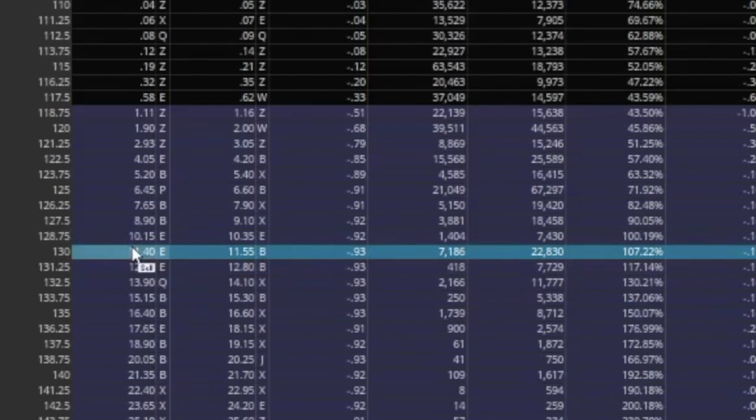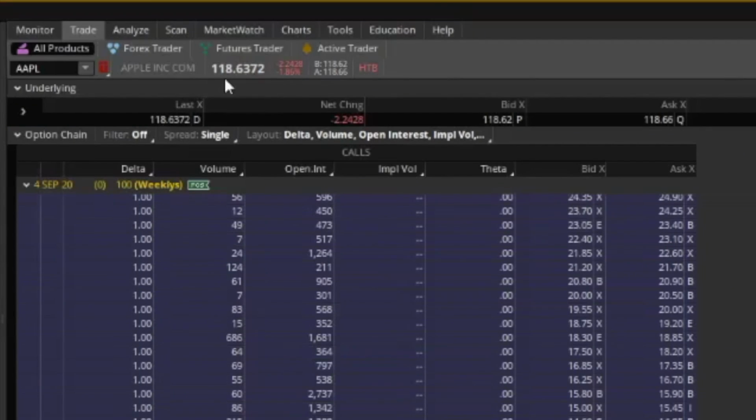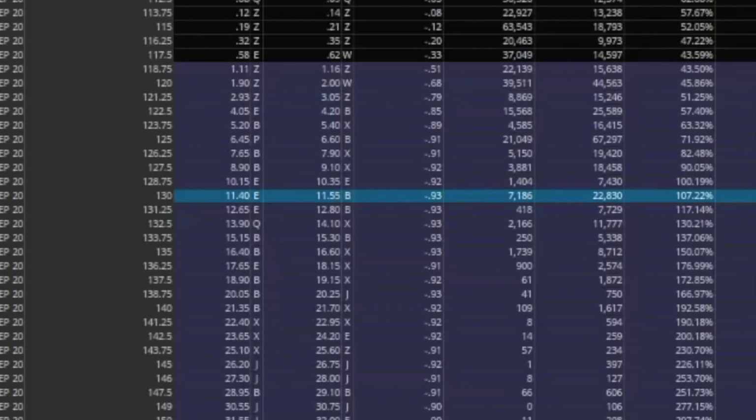Now let's take a look at the math on the intrinsic value of this contract and see why it's worth this $11.5. The price of Apple at this point in time is $118.6. And remember that our $130 put option, once again, allows us to sell 100 shares of Apple at $130. In other words, we should profit about $11.40 for every share of Apple that we sell. Just $130 minus this $118.60. And you can see that 11.4 value transfers over almost exactly.